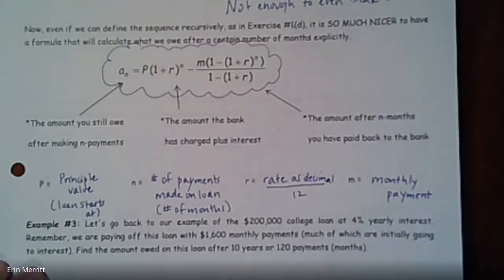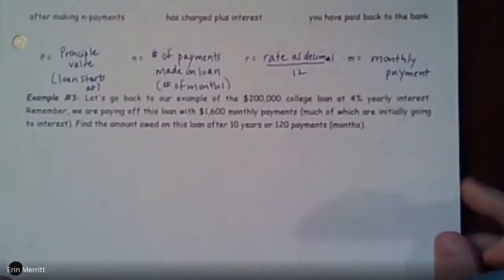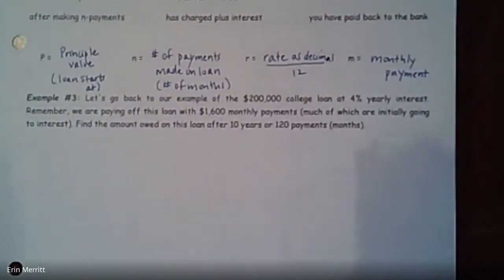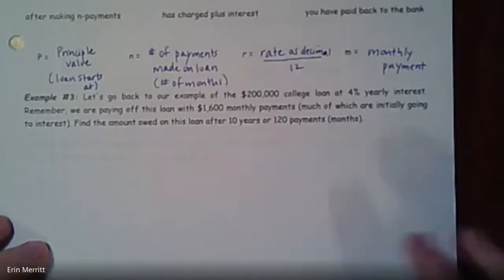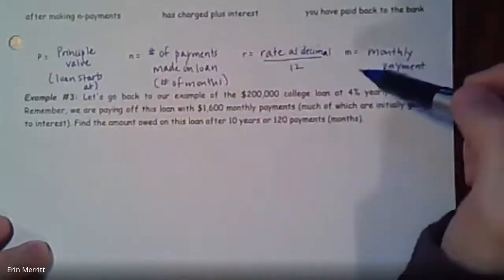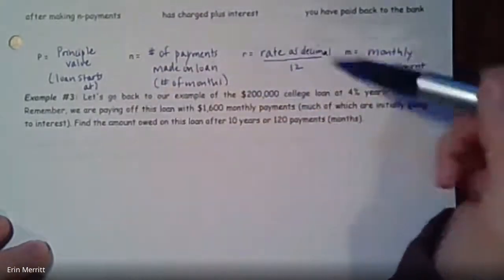Okay, let's see if we can make this work. Let's go back to our $200,000 loan, made at 4% yearly interest. We're paying off the loan with a $1,600 a month payment. Find the amount owed after 10 years or 120 payments. When you do these questions, I really want you to start by writing down what those four values are: P, N, R, and M.